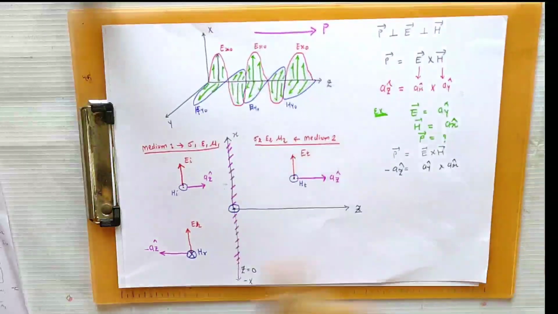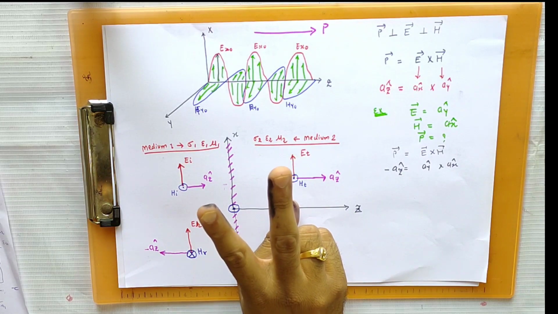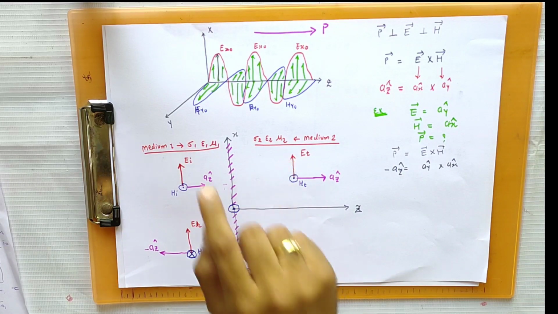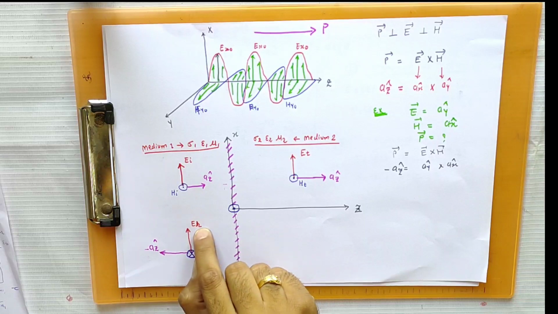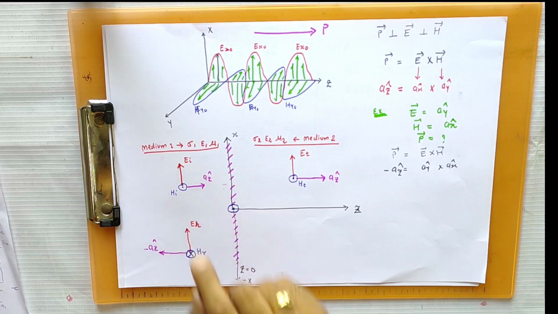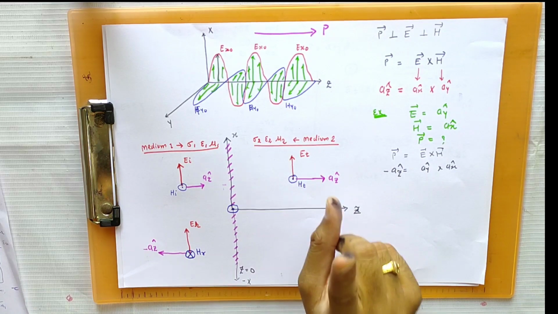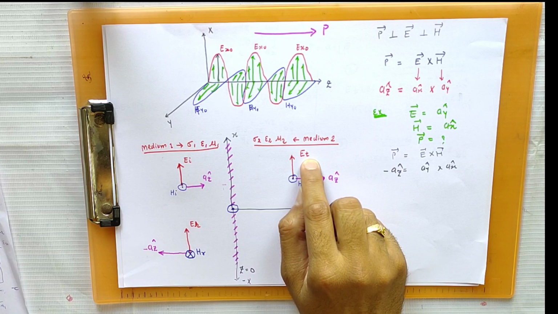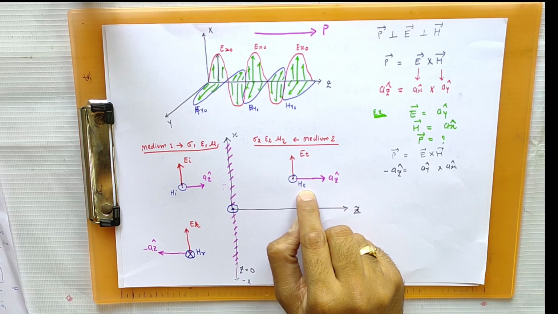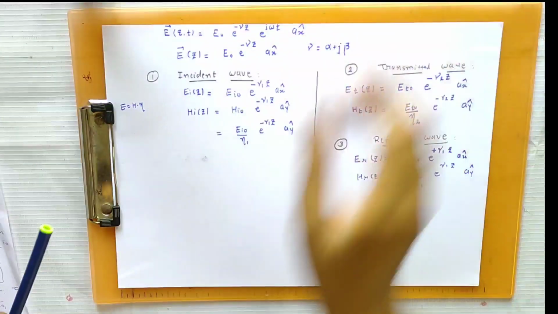So here in the first medium there are two electric waves present, incident and reflected. There are two magnetic waves present, incident and reflected. In the second medium, only one electric wave is present, which is transmitted, and only one magnetic wave is present, which is the transmitted magnetic wave. So we can write in this way.